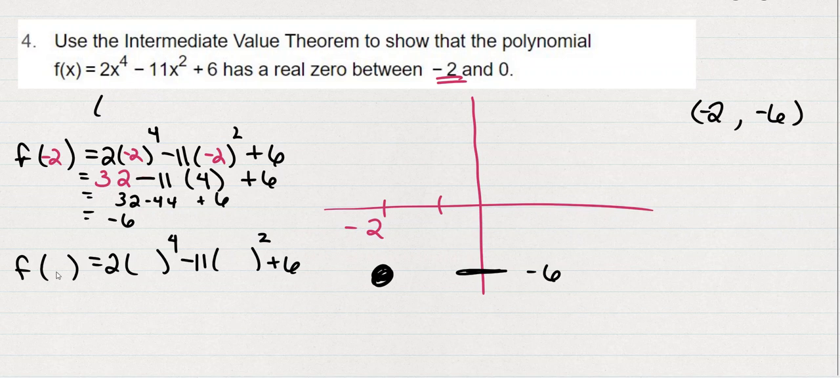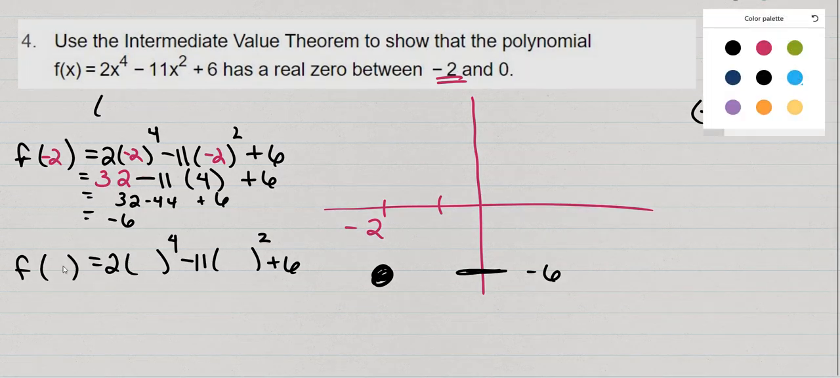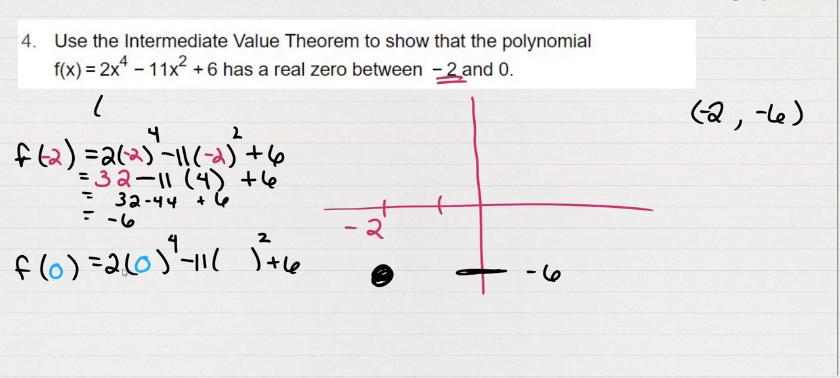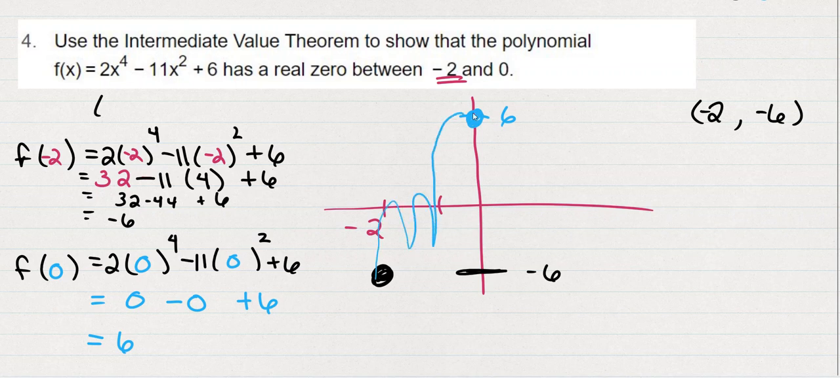Well, let's find the point when x is 0. When x is 0, so f of 0 is going to be 2 times 0 to the 4th minus 11 times 0. So that looks like a 0 minus 0 plus 6, or positive 6. So right here. Now, if this is a polynomial, we know that there's no breaks. I don't know exactly what it does in between, but I know if there are no breaks, that it's going to start down here in the negatives, end up here in the positives.